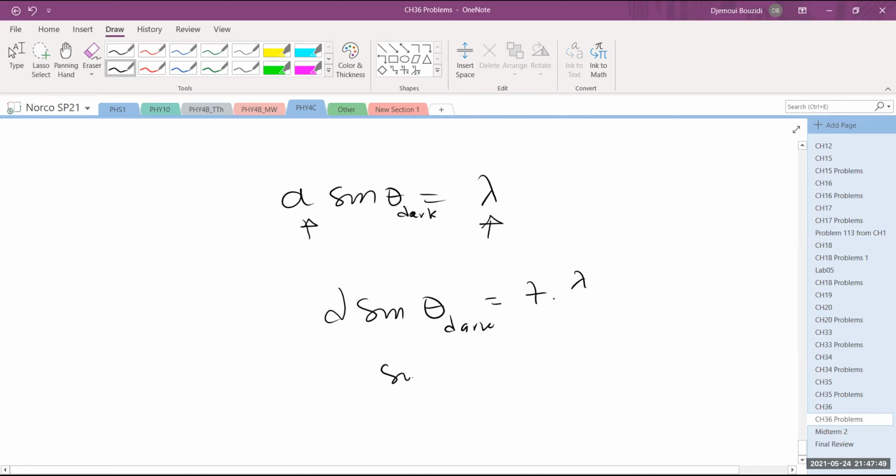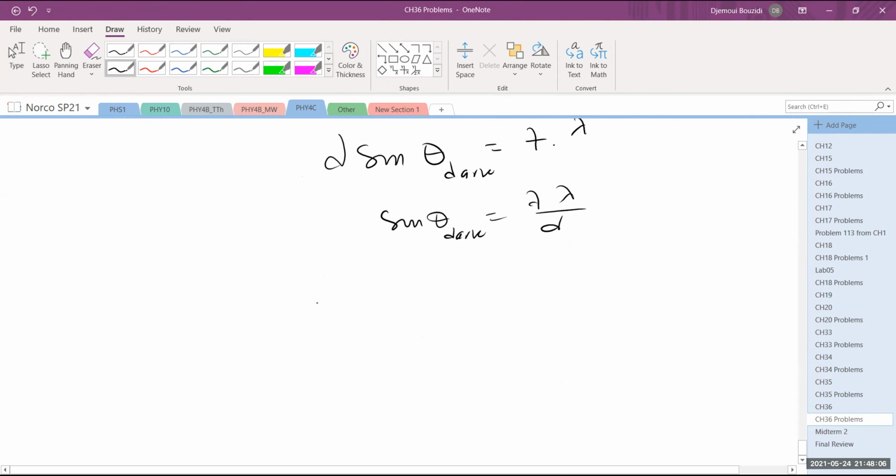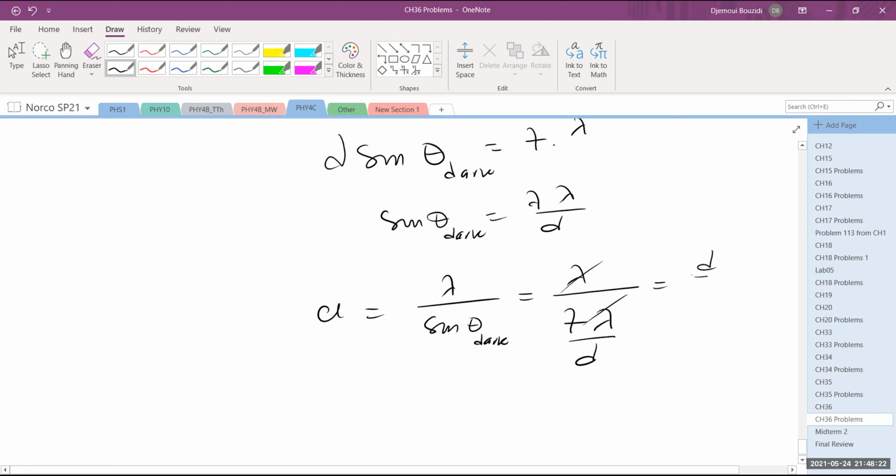So in other words, I know what sine theta dark is: 7 lambda over d. And from here, we can find what a is. a is going to be lambda over sine of theta dark, and we were able to find it using the double slit. So it's lambda divided by 7 times lambda over d, cancel the lambda and the lambda, and as expected, it's d over 7.